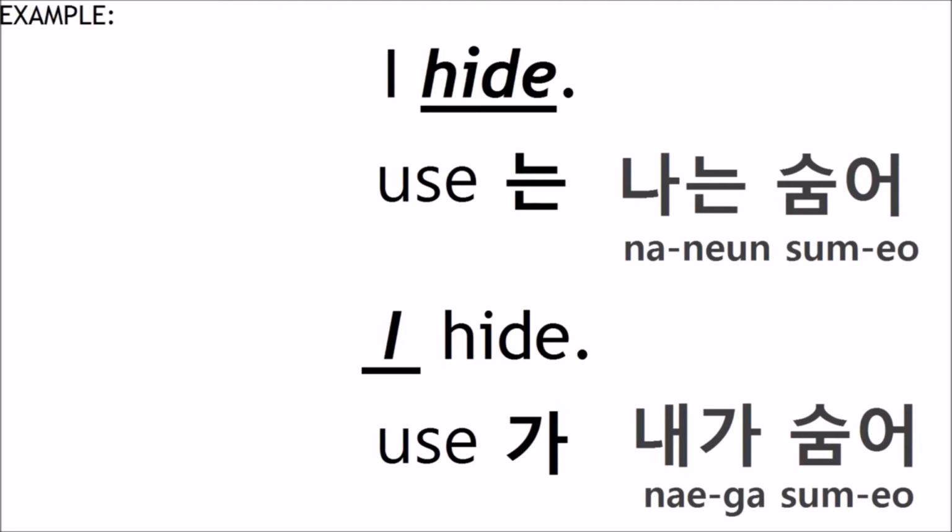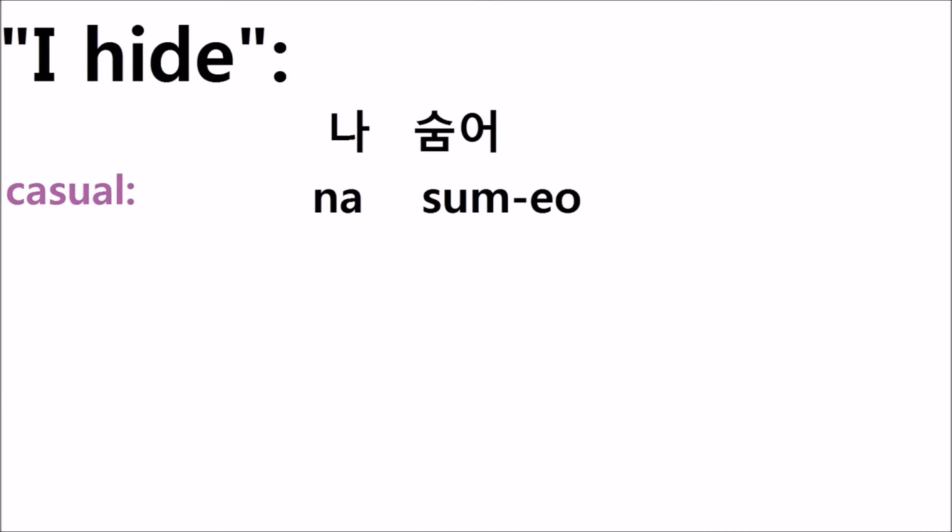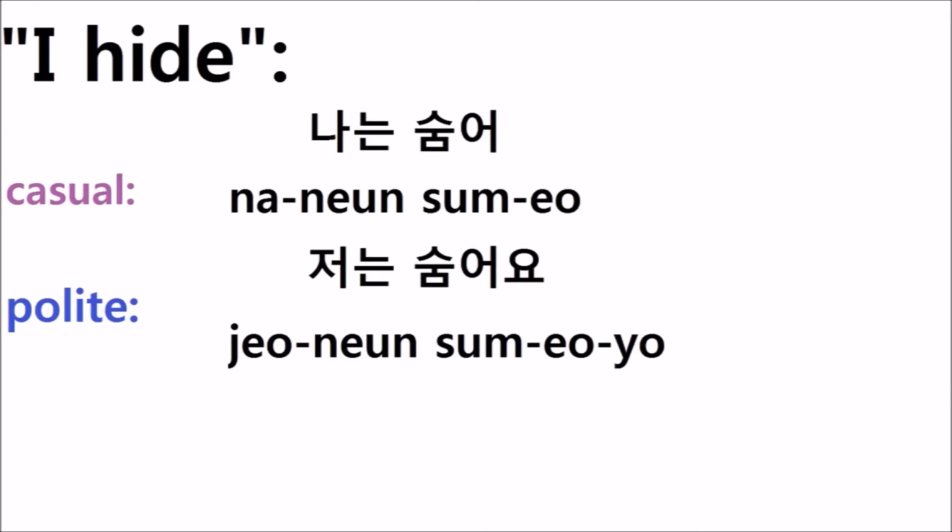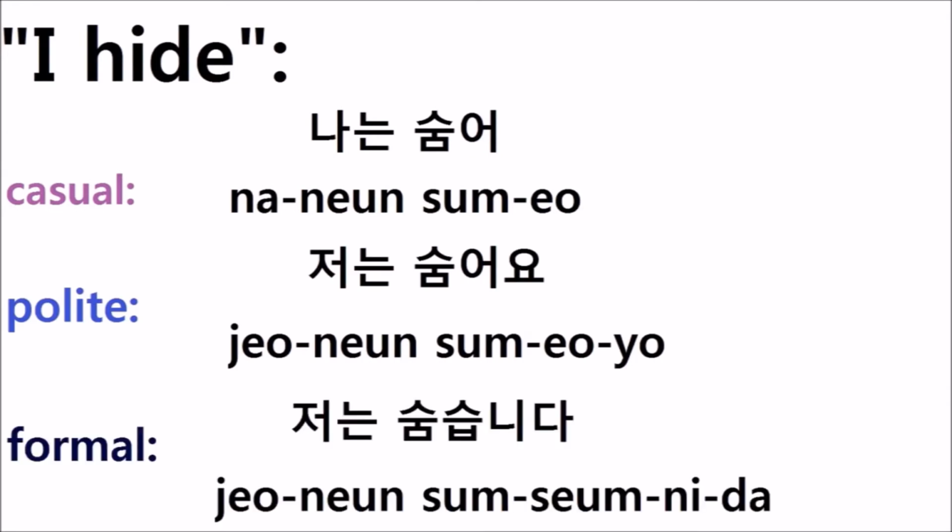Let's look at our example with the 는/은 variety of subject marker first. You label the subject of the sentence with the ending neun if the subject ends in a vowel, or eun if the subject ends in a consonant. In this case, we have a vowel, so we use neun. 나는 숨어. Now the polite form, 저는 숨어요. And the formal form, 저는 숨습니다.